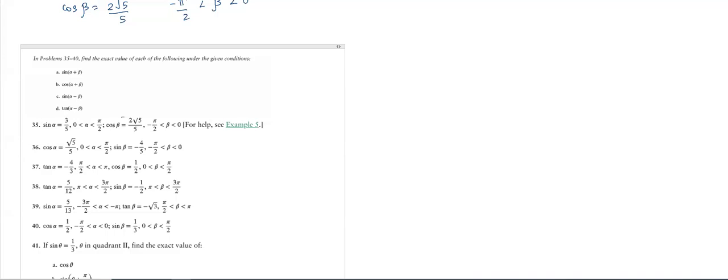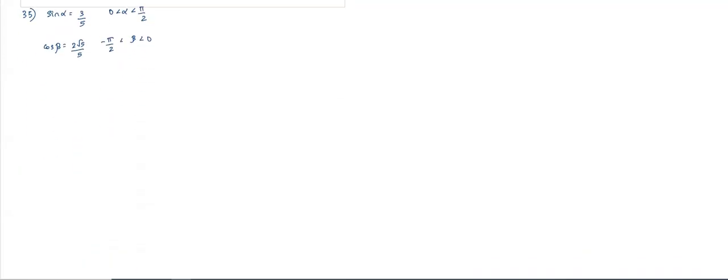Okay. So let's look at this. What we have here is two angles. The first angle is A. I'm going to call alpha A. It is in the first quadrant. How do I know that? Because it's between 0 and pi over 2. So my first angle is in the first quadrant, right? So this is my angle A.